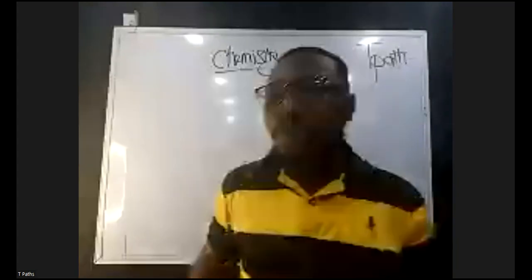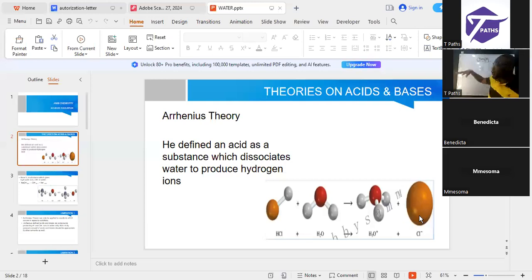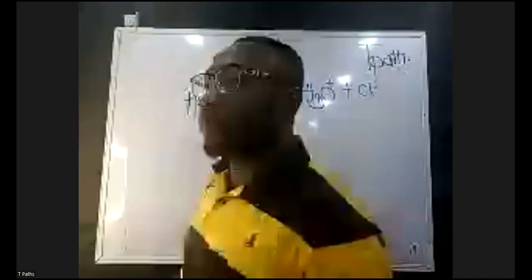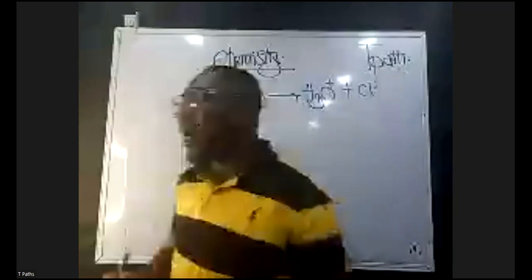Now, the first thing we need to know is Arrhenius theory. Arrhenius defined an acid as a substance which dissociates in water to produce hydrogen ions. That was Arrhenius theory. He proposed that acids, when dissolved in water, give hydrogen ions. So for example, if I dissolve HCl plus H2O, I will get what? H3O+ and Cl-. Now, this is based on Arrhenius. So when we dissolve an acid in water, we get either hydrogen ion or hydronium ion. Please, I want you to follow me and get what I'm trying to say here today.